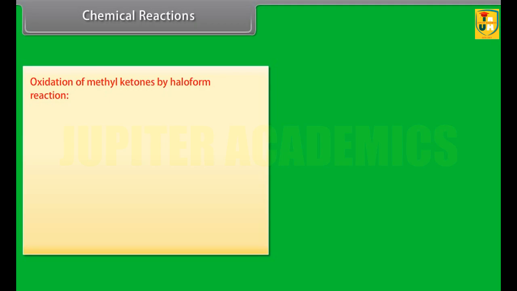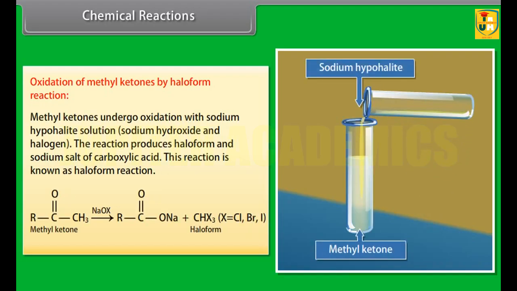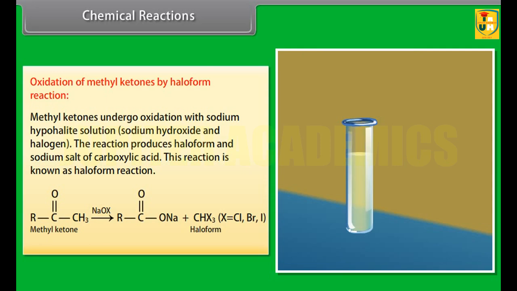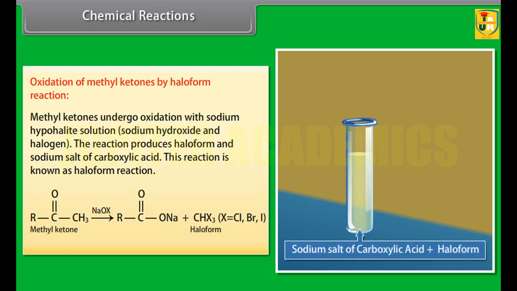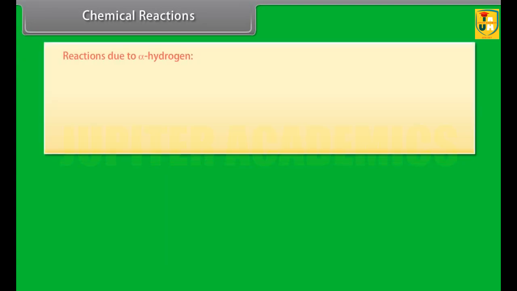Oxidation of methyl ketones by haloform reaction. Methyl ketones undergo oxidation with sodium hypohalite solution, that is sodium hydroxide and halogen. The reaction produces haloform and sodium salt of carboxylic acid. This reaction is known as haloform reaction. Chemical reactions. Reactions due to alpha hydrogen.